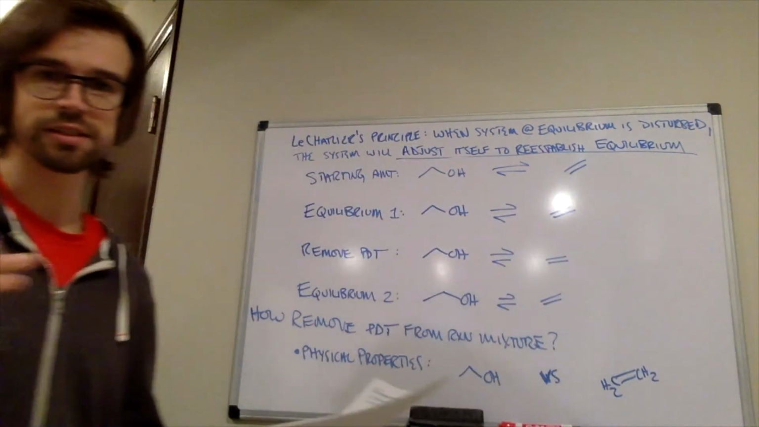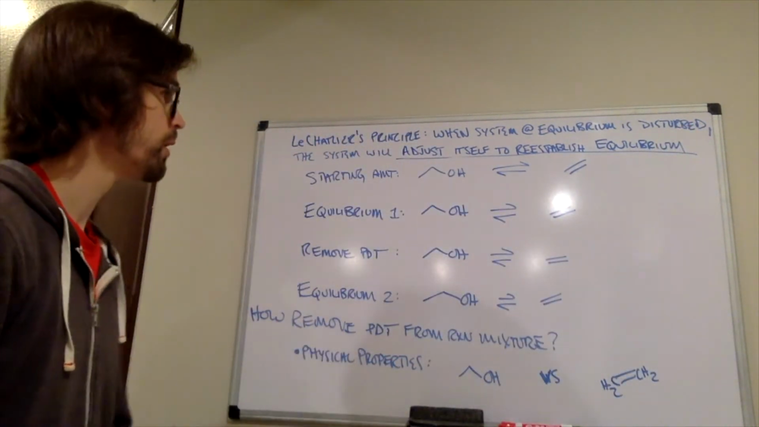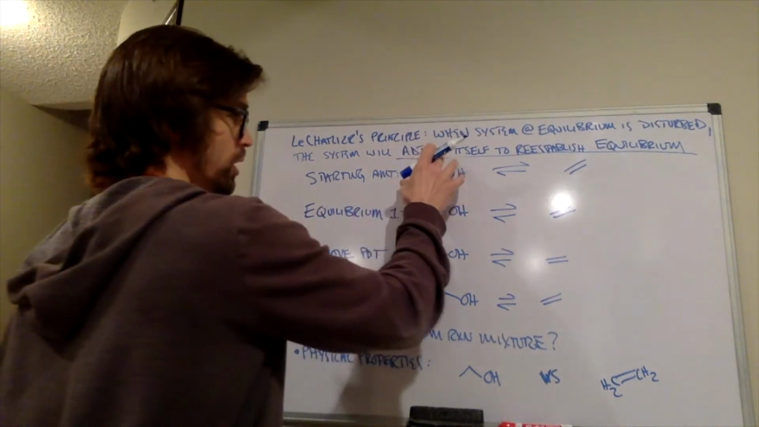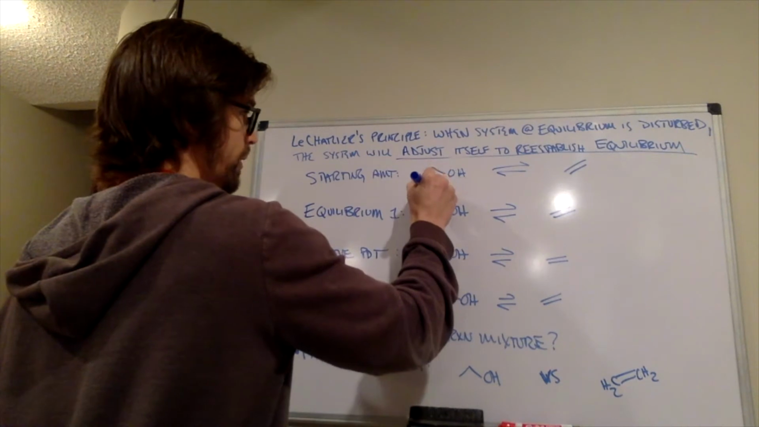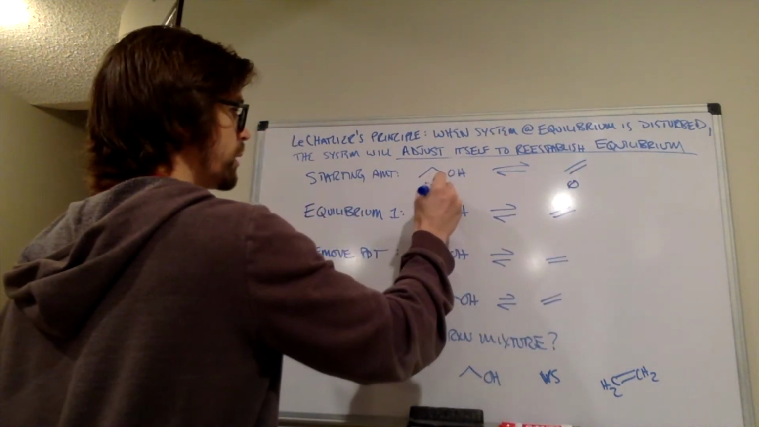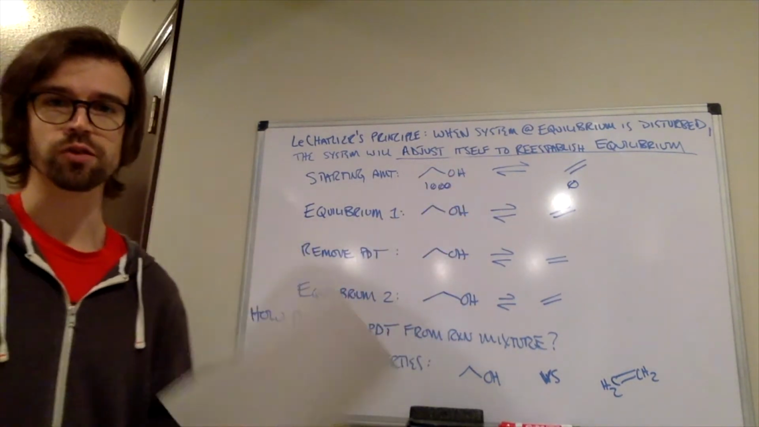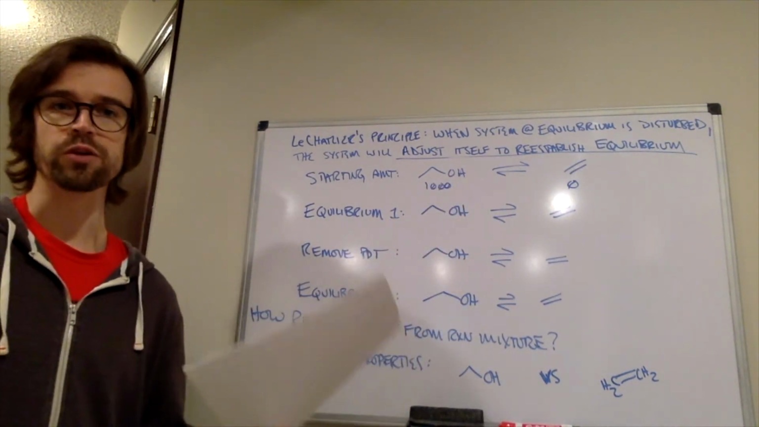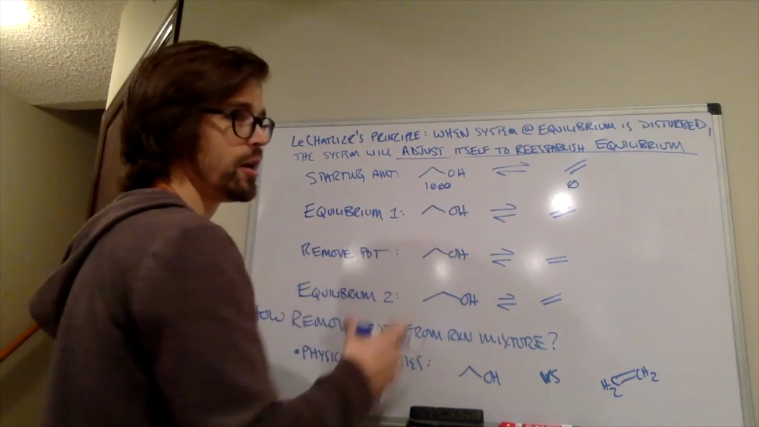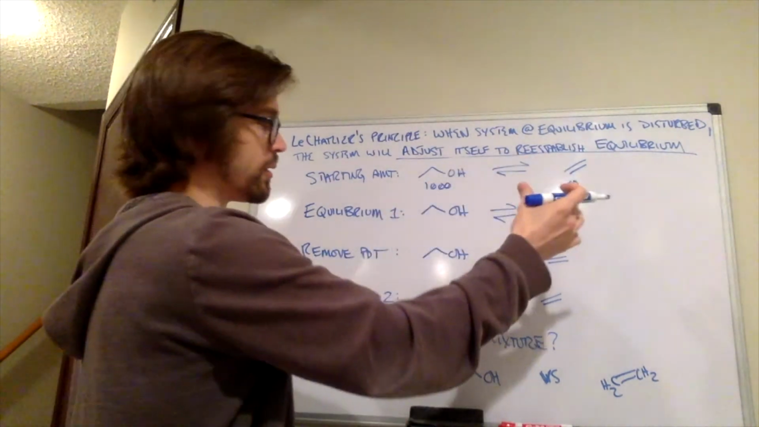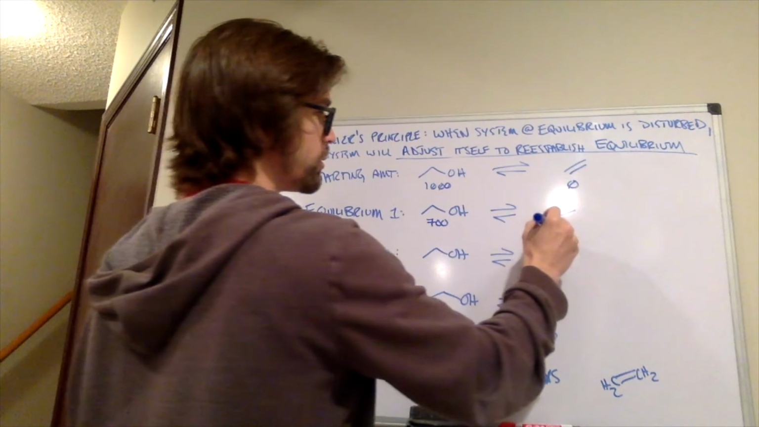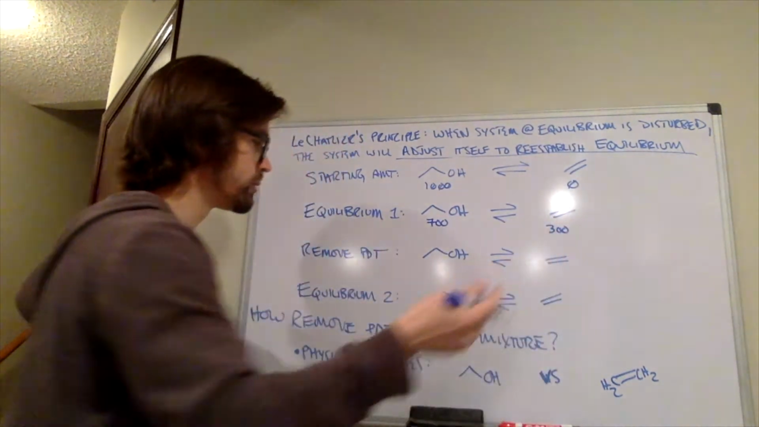So it's going to readjust itself to establish equilibrium. So what does that mean? Well, say we started with all starting material, no product, and we're going to start with 1,000 molecules of starting material, 0 of product. Then we start the reaction, it runs for a while, and we reach equilibrium. We're going to say equilibrium favors the starting material, about 70% to 30%. So at equilibrium, we now have 700 of these molecules and 300 of these molecules.